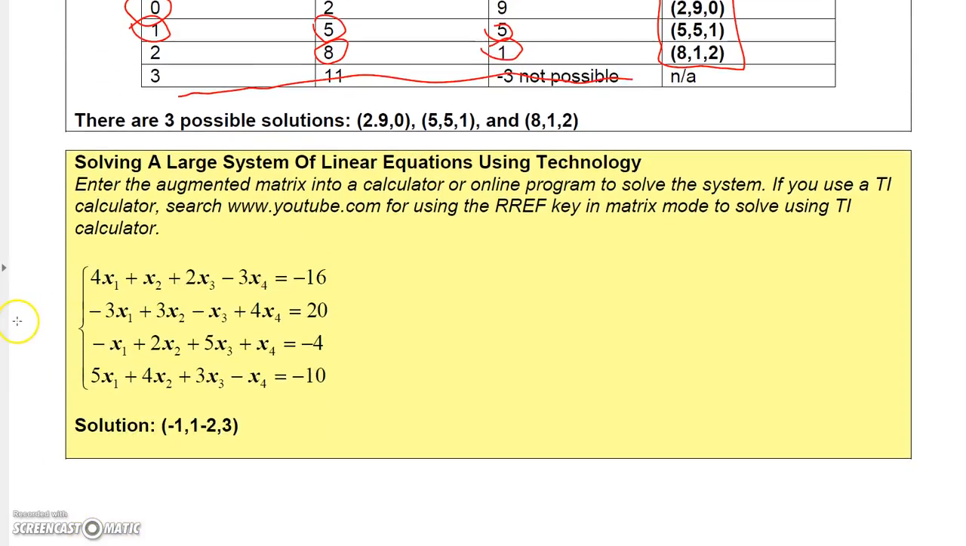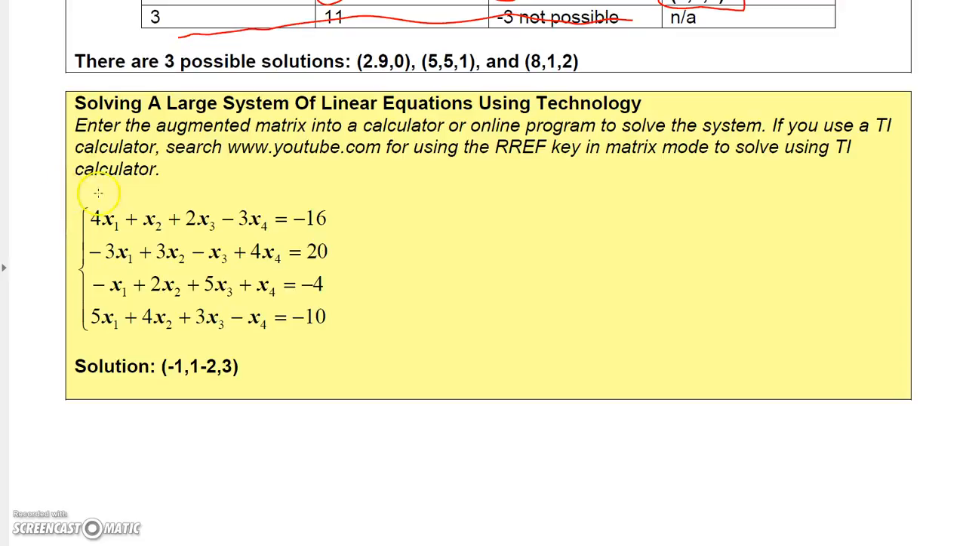The last thing I want to mention is you can Google this on YouTube and look for how to solve using the RREF key on your calculator. I gave you an example there that you can do, but you can solve larger systems just using the RREF key on your calculator.